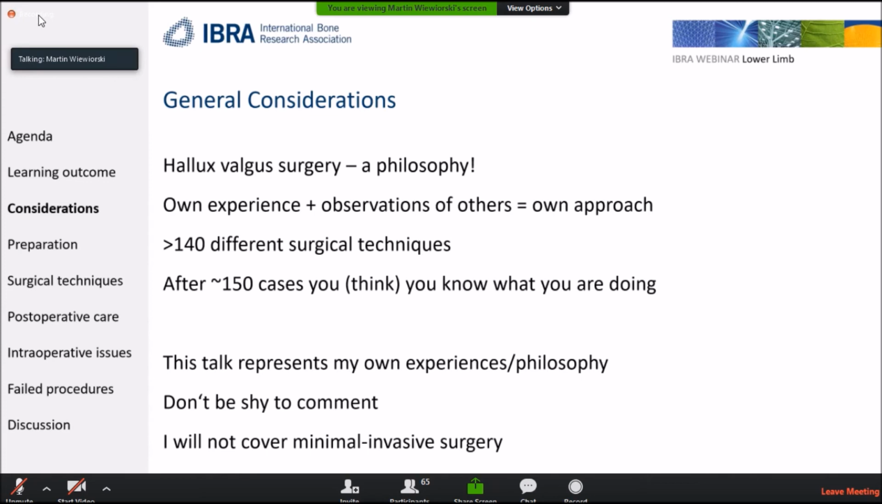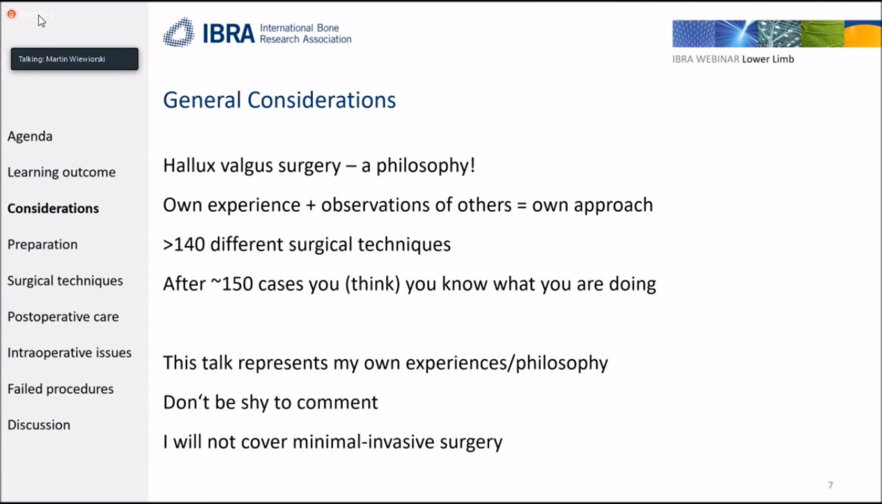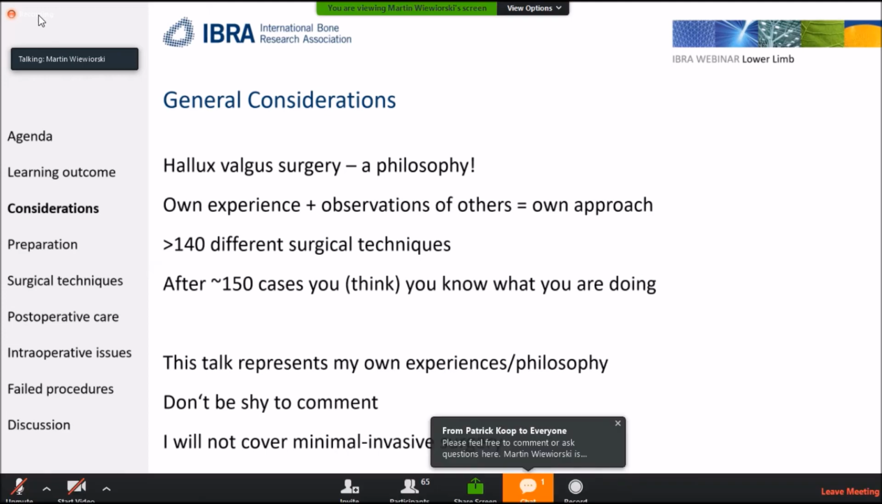I think personally that after you've done around 150 cases, you start understanding what you're doing when you do hallux valgus reconstructions. Of course, this talk represents my own experiences, my own philosophy. I'm not going to talk a lot about evidence. Please don't be shy to leave some comments. And though I think minimally invasive surgery is important and can yield very good results in hallux valgus repair, I'm not going to talk about this today. I'm just going to talk about the open procedures.